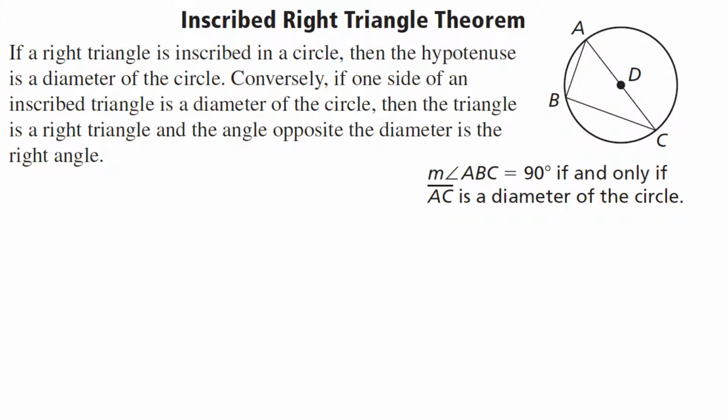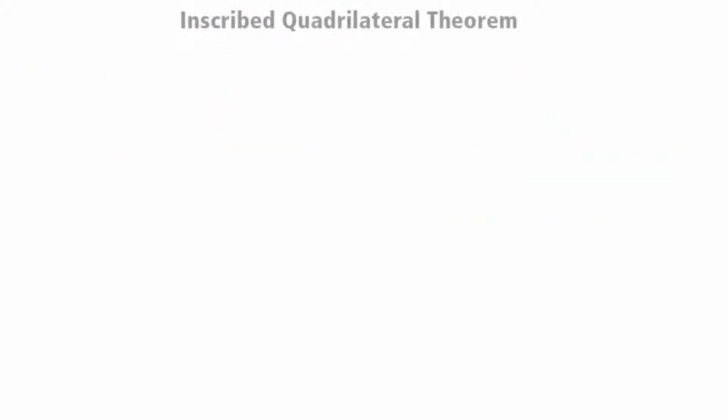If the measure of angle ABC is 90 degrees, AC is a diameter. If AC is a diameter, the measure of that angle is 90. If I know one, I know both.